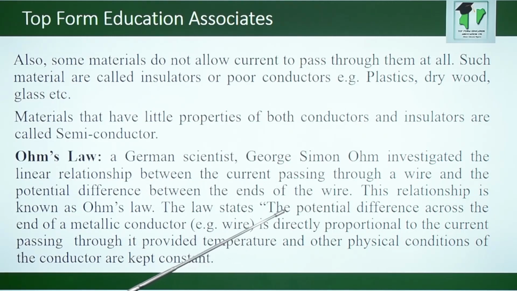Now, the law is saying that the potential difference across the ends of the metallic conductor is directly proportional to the current. What does that mean? The more the potential difference across the ends of this wire, the more the current passing through it. Are you getting it? Provided temperature and other physical conditions are kept constant. Is that clear? Okay, we want to see how we can represent this mathematically.